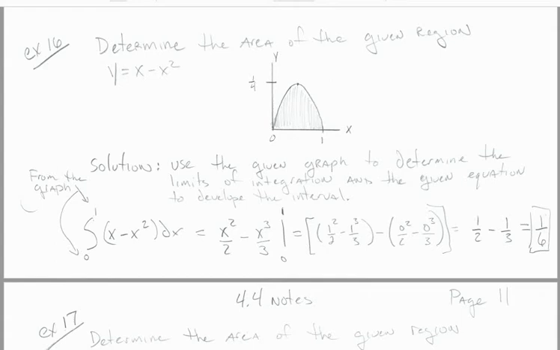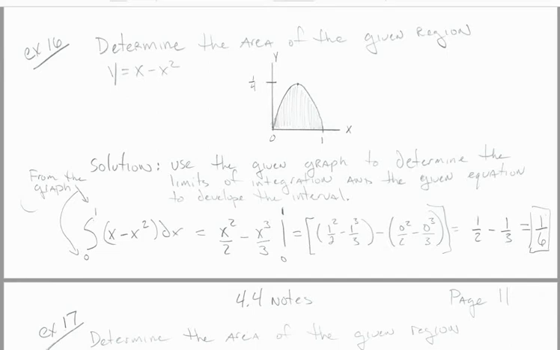In example 16, we're given a function and a graph. So it asks, determine the area of the given region, y equals x minus x squared, based on the given graph here. So we have a graph of that function, x minus x squared, and we have a portion of it shown from 0 to 1. On your assignment, you should be able to transform this graph and this equation into an integral.